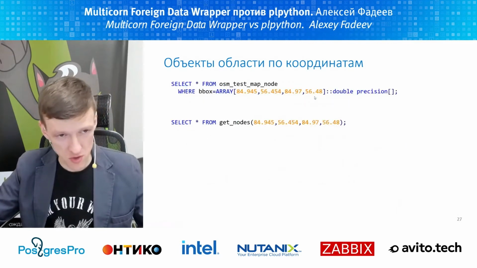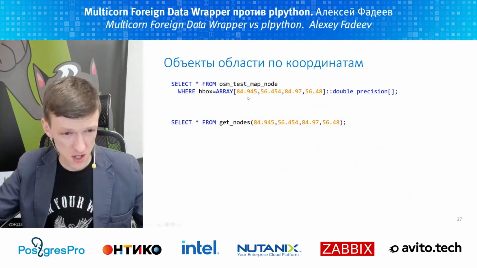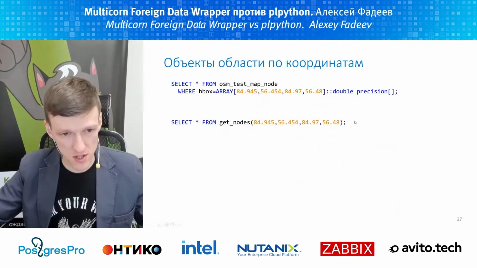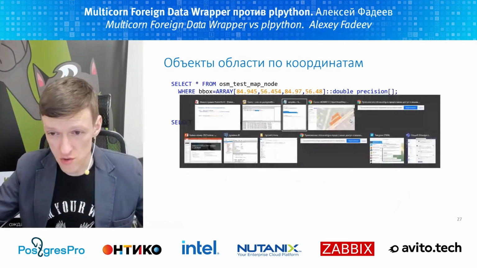So I've created two options: one through foreign data wrapper Multicorn and the other through a function. In our case, the SQL script through a function looks more compact and concise. Let's perform this on real data.